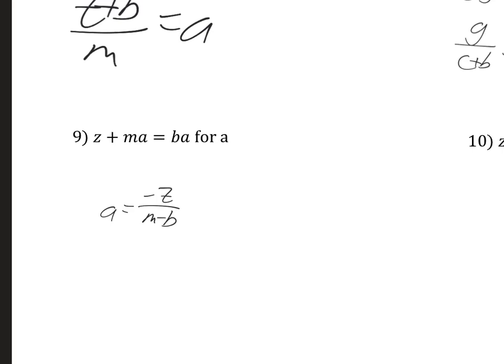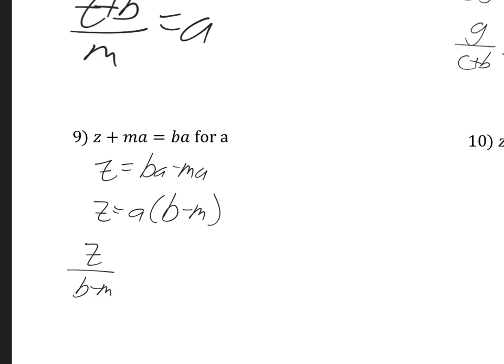Okay, so we should have gotten a equals negative z over m minus b. Let's double check how this one's actually going to work. Looking at this, I want to get all the a's on the same side. So I have z equals ba minus ma. Then just like that one up above, where we had to start pulling some things out, I want to pull out a. So I have a times parenthesis b minus m. Cool. And then we can flip that over to the other side. So we have z over b minus m.